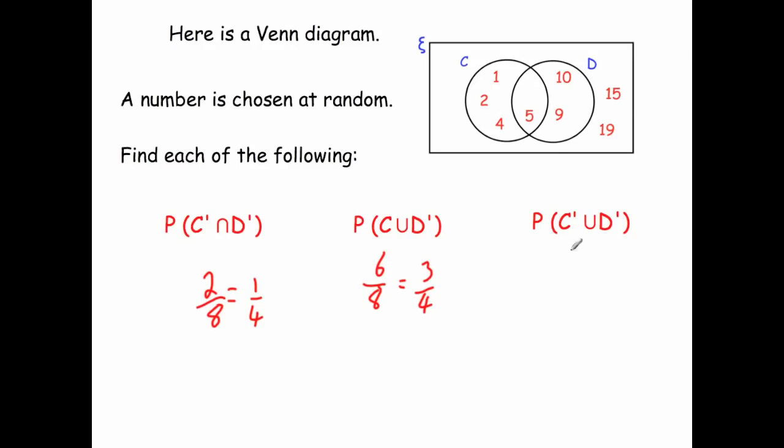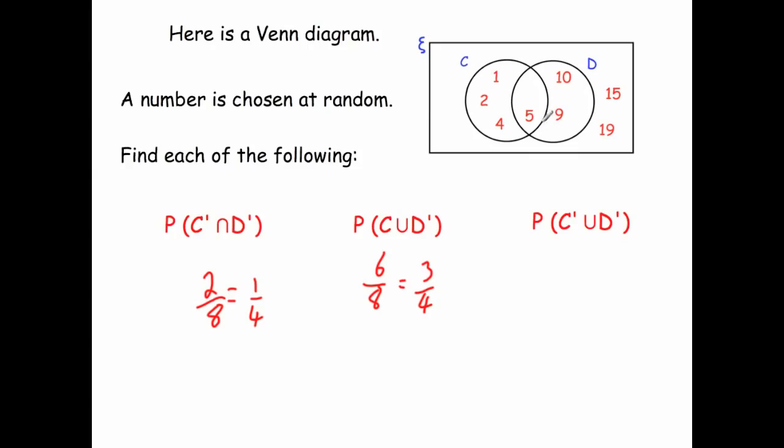Right, so the last part of this question says, what's the probability of the complement of C union the complement of D? In other words, what's the probability of not C or not D? Now, because it's union, it means that it's either one of them. Okay, so if it's not C or not D, then it's accepted.